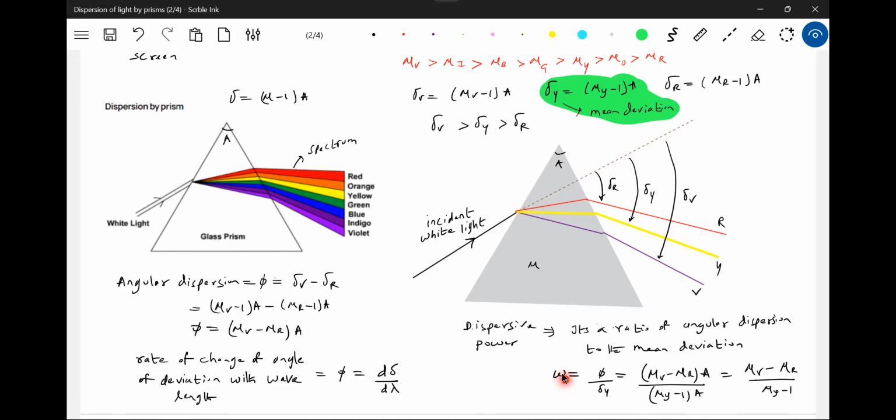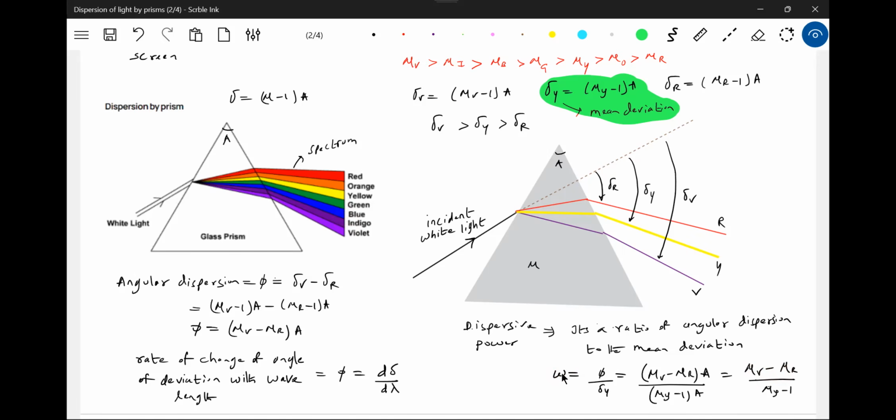What do you mean by quality of spectrum? If you are able to identify the colors separately, individually, with no mixing, then the spectrum is called distinct, a clear and distinct spectrum. The quality of the spectrum depends upon the higher value of omega. Therefore, if you want to break up white light into its colors perfectly, you should prefer a prism which has higher dispersive power. This is nothing but the difference in the refractive index for violet and red. The dispersive power depends upon the difference in refractive index for violet and red.